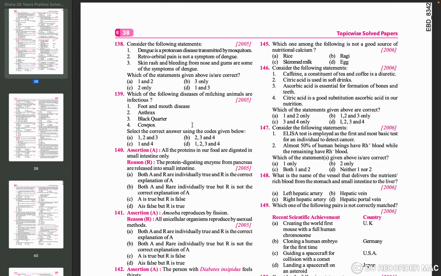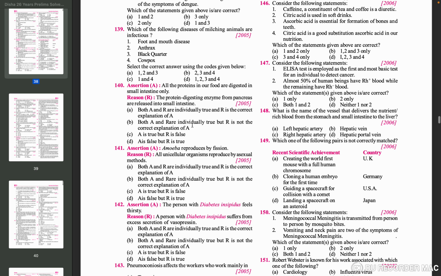Let's go to the next question. All proteins in food are digested in the small intestine only. The protein-digesting enzymes from the pancreas are released into the small intestine. This is correct. All proteins in our food are digested in the small intestine only.